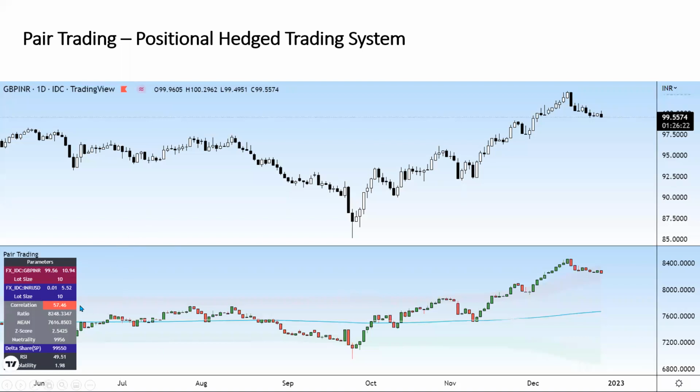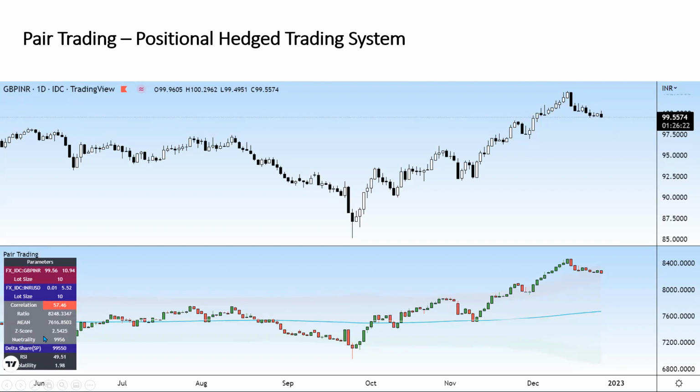These are examples of pair trades. How to identify pair trades? We work on statistical models. So this pair trading indicator, at the bottom you see, this is an example of GBP INR and USD INR. It shows the current ratio of this particular value, meaning GBP INR divided by USD INR. This is the trade we took in the group, I think.